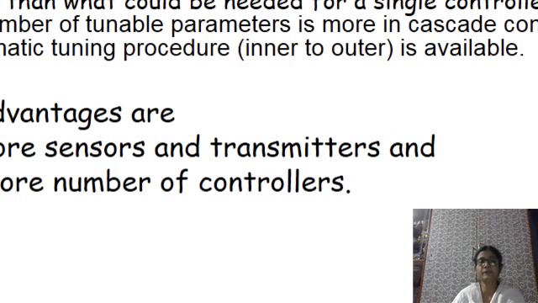Otherwise, if the outer loop is faster and the inner loop is slower, then it will affect nothing. So the inner loop must be a high gain system so that it can reduce the sensitivity and non-linearity of the plant. The outer loop therefore experiences less parameter perturbation.